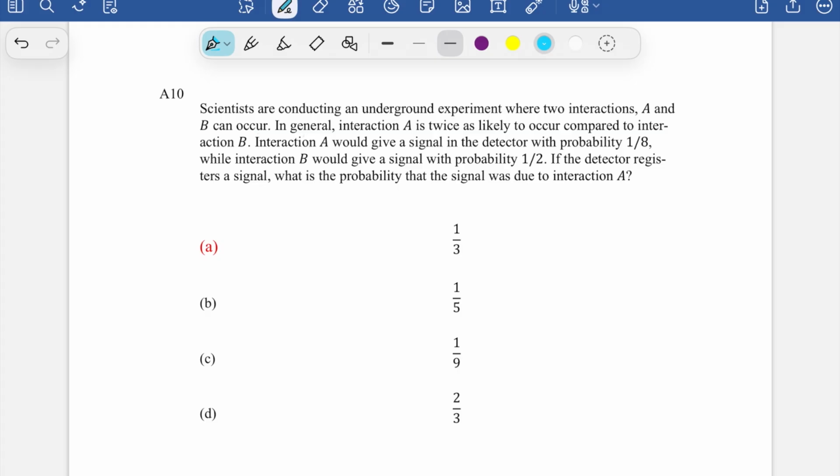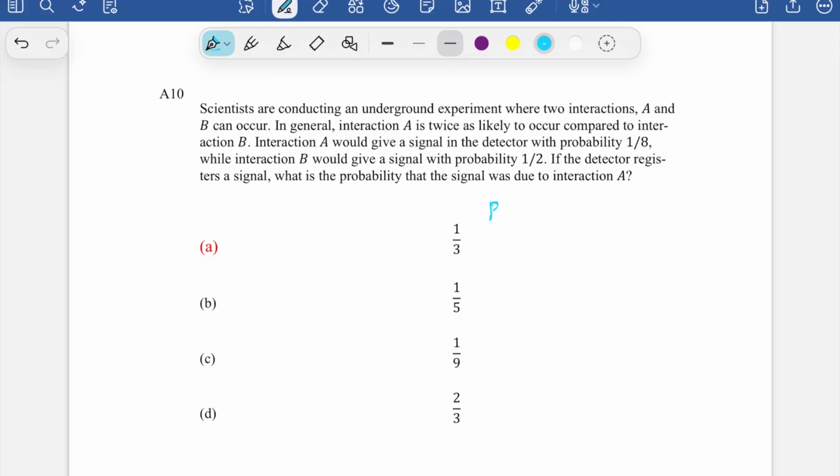Scientists are conducting an underground experiment where two interactions A and B can occur. In general, interaction A is twice as likely to occur compared to interaction B. Interaction A would give a signal in the detector with a probability 1 by 8, while interaction B would give a signal with probability 1 by 2. If the detector registers a signal, what is the probability the signal was due to interaction A?